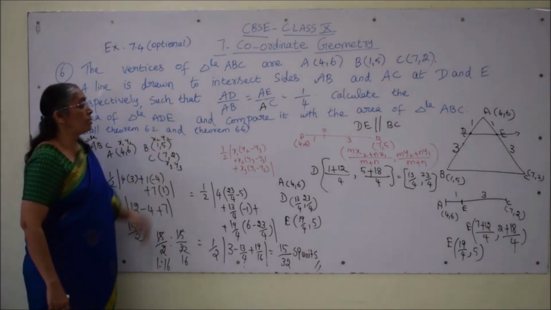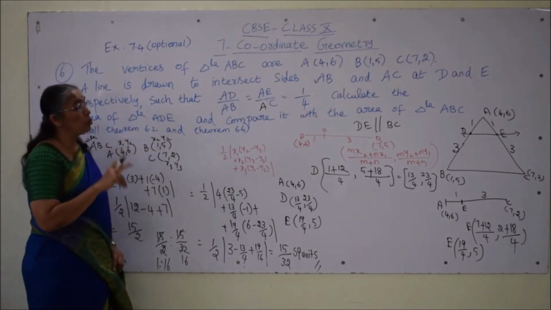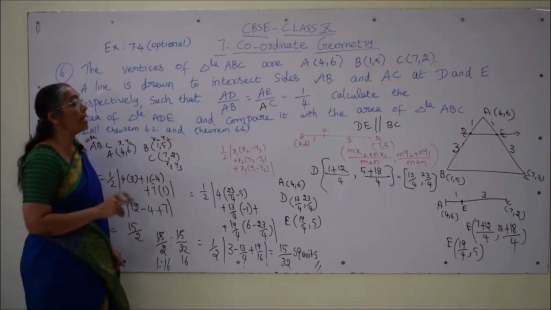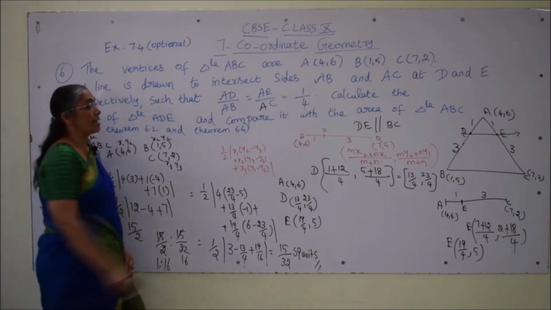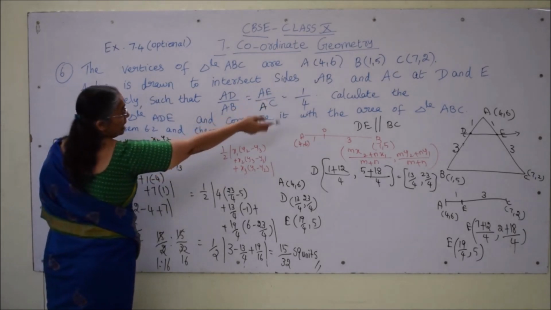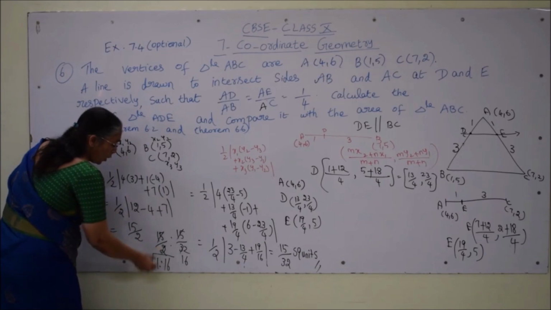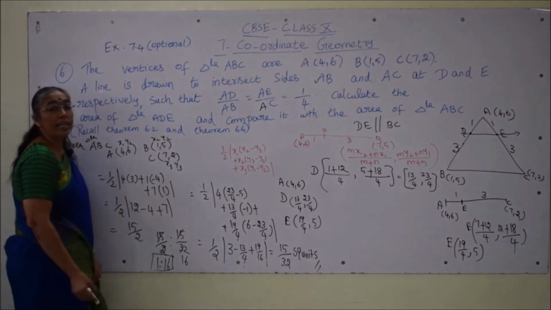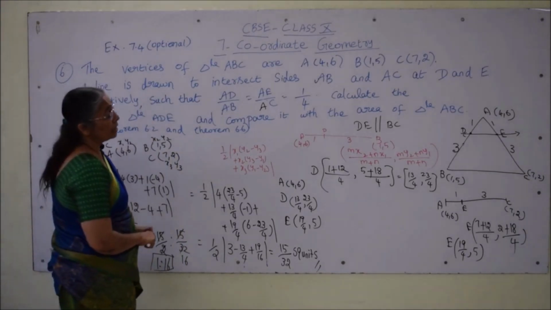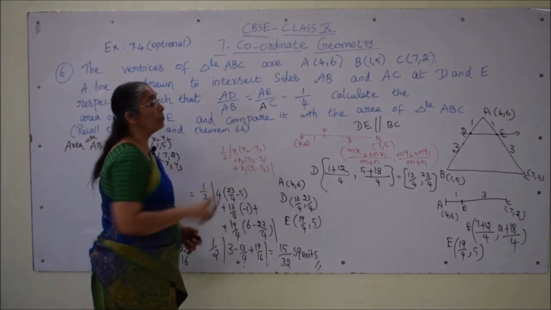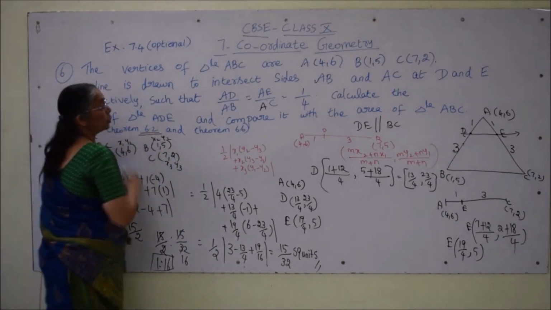So by theorem 6.6, the ratio of the areas of two similar triangles is nothing but the square of the ratio of their sides. So here the ratio of the sides are 1:4, therefore the areas are in the ratio 1:16, square of the ratio of their sides. It's clear that the triangle ADE is similar to ABC because it's by theorem 6.2.